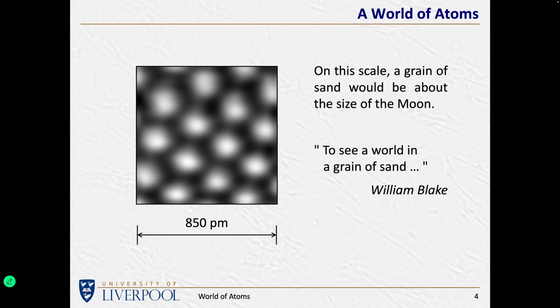And that's why we interpret these little blobs there when we're looking at the surface, in this case of carbon. We would interpret those blobs as being individual atoms of carbon. And just to give you a sense of scale, at this magnification, a grain of sand would be about the size of the Earth's moon. That gives you an idea of the magnification we're dealing with. So whenever I look at an image like this, I always tend to think of William Blake's poem, starting to see a world in a grain of sand.